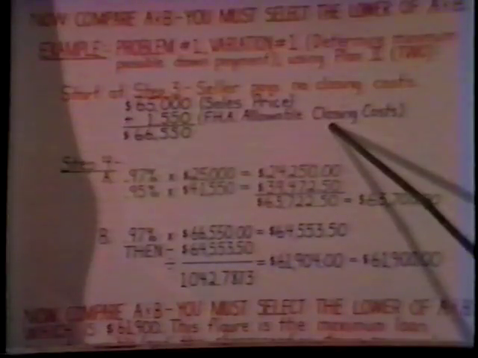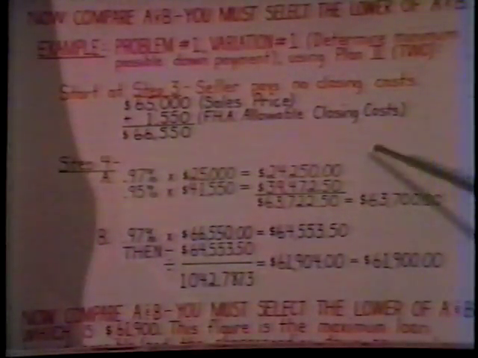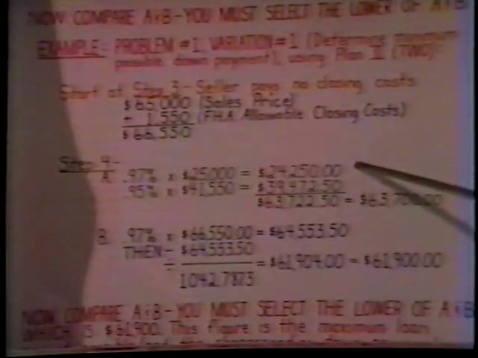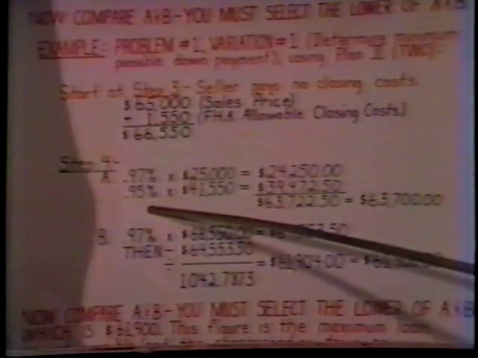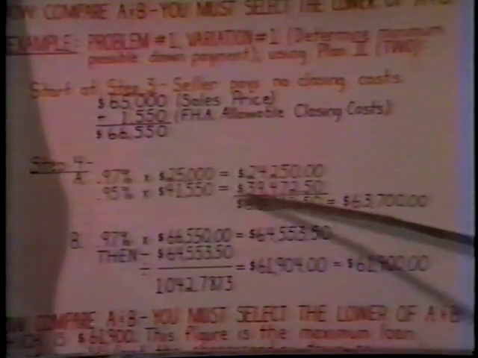Find out what your acquisition cost. In this case, we have a $65,000 sales price. If you were to look up the allowable closing cost figure, it would come to $1,550. Acquisition cost becomes $66,550. Anybody have any problems with that? Then it said in step A, it said work it out as a 203. So we would take 97%, 25,000. We would take 95% of the remainder. What is the remainder, Ann? The difference between acquisition cost and 25,000, right? Add them up.